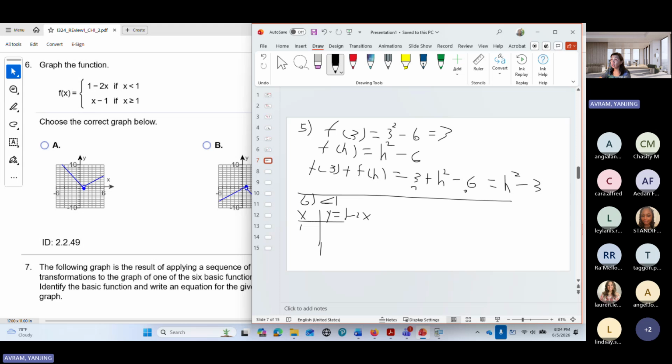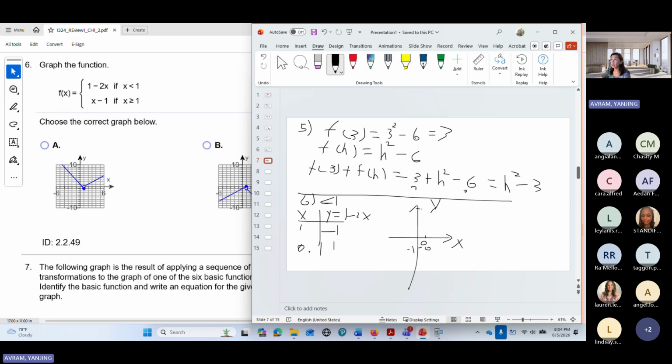Okay, so when x is equal to 1, 1 minus 2 will be negative 1, and you cannot choose 2 because 2 is not less than 1, but you can choose 0, right? So when x is 0, this will be 1. So this is enough to graph. Look at that. I only need 2 points to graph this one. Okay. And then when x is 1, y is negative 1. So the 1 here, negative 1 here, right? So it will be right here. And I need to use the circle because I don't have an equal sign.